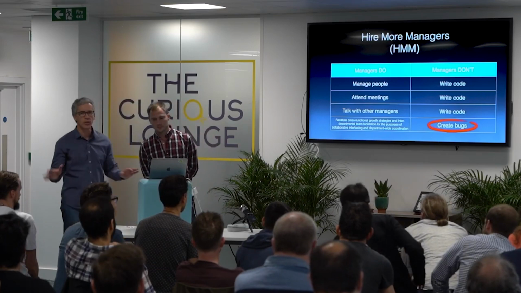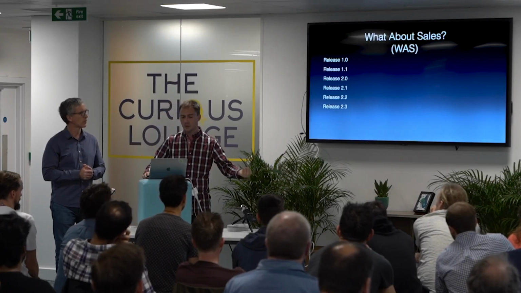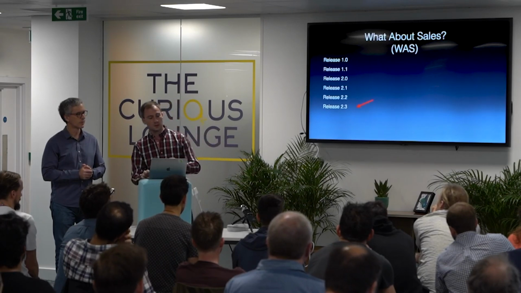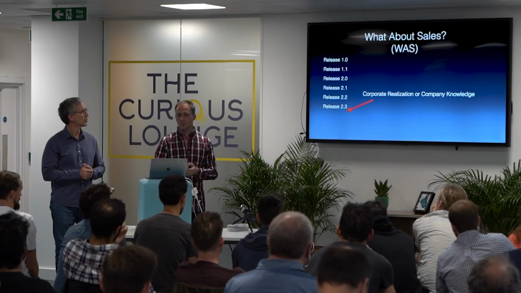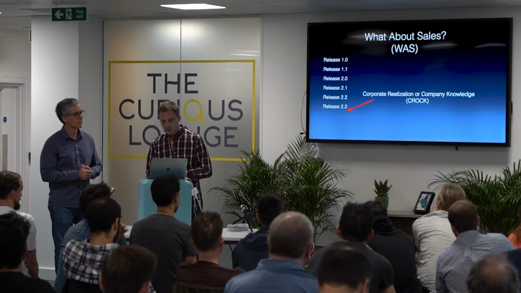All right? So some of you in the audience are probably wondering, whoa, we have products. And we need to get revenue from those products in order to keep the companies around. So what are we going to do about this? What about sales? So you have the first version of your application, release 1.0, everything's fine, you ship it. Then you ship release 1.1 with new features, which means you ship it with new bugs. There are more bugs. And then you keep doing that. You have release 2.0, comes out with more bugs, 2.1, more bugs, 2.2, more bugs, 2.3, more bugs. And that's when you achieve the corporate realization or company knowledge, or what we call CROC.